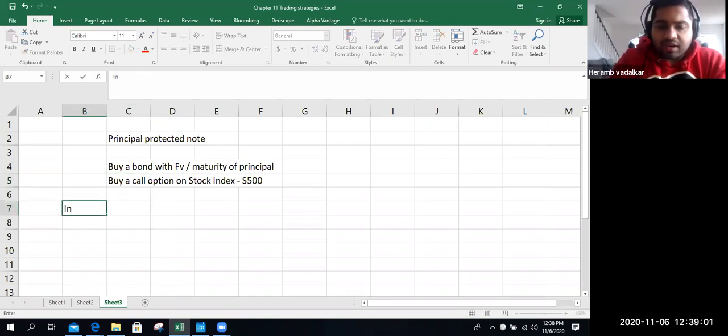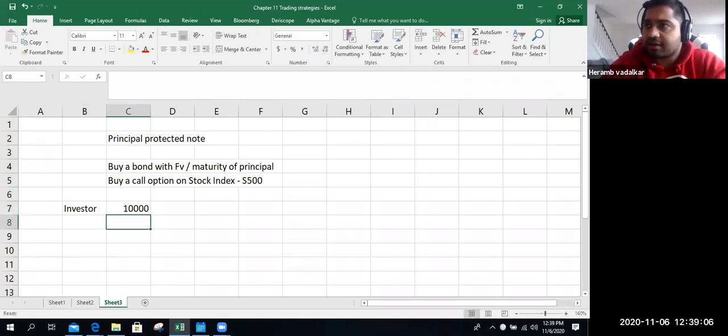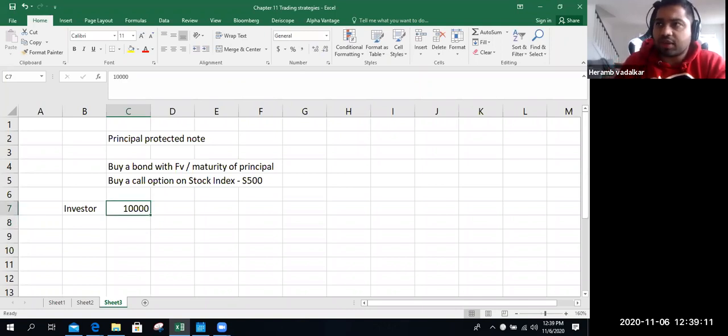So for an investor, how does that work? Let's say I'm giving $10,000 to a bank. I'm buying a principal protected note of $10,000. So what will happen to me? I will always get $10,000 back. So my principal is protected. Let's say it's a 3-year note. My principal of $10,000 is always protected, because the bank takes my money and buys a bond that pays $10,000 after 3 years.